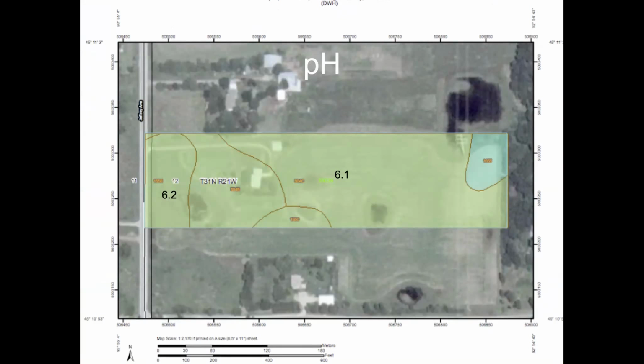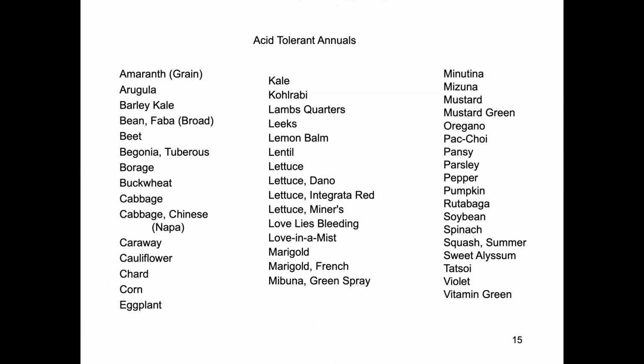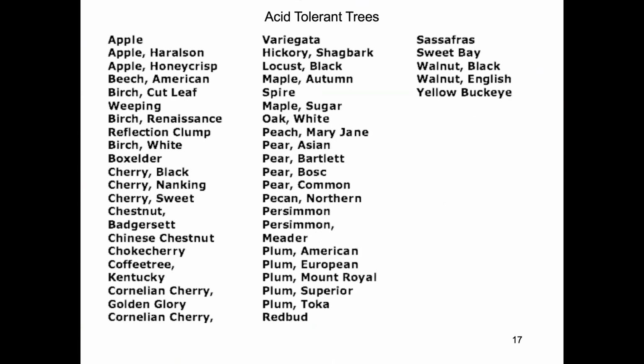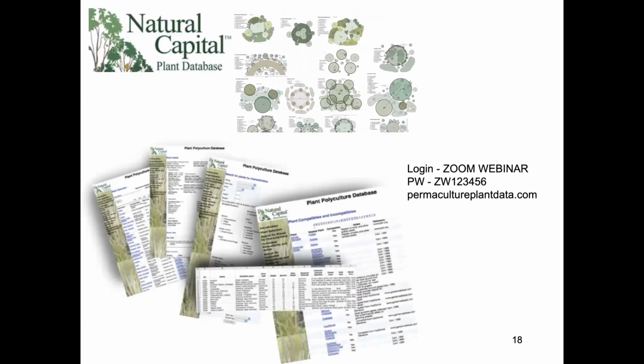What does that lead us to? Like say we have really acidic soils. Well, there are a lot of plants that don't mind acidic soil. So these are all acid tolerant annuals. We have acid tolerant shrubs. Another grade of information. This is all coming from the Natural Capital Plant Database. So once you find your information on the soil, once you do your soil tests, you can go on the plant database and start building your plant systems.